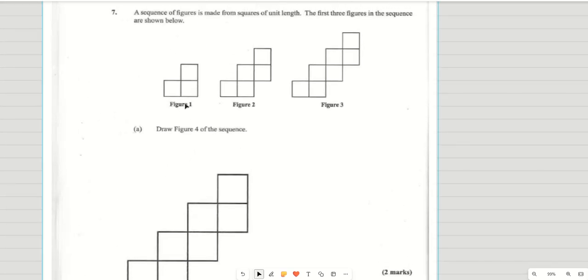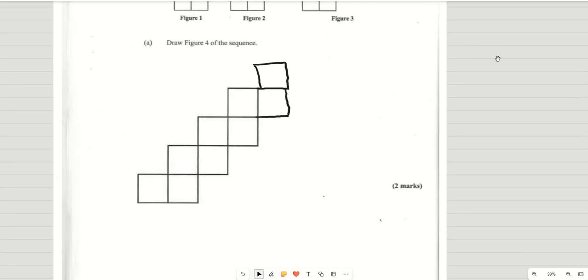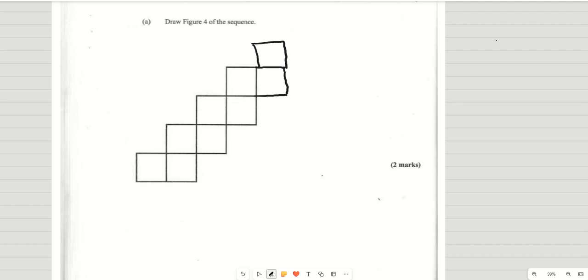If we look at figure 1, we can see that they're adding 2 up here, right? So basically what they're doing is, for figure 4, just imagine that this is a square, guys. Looks like a square, right? They're just adding 2 like this, because they're just adding 2 above. So this is how figure 4 would look. It would be the third figure plus 2 of these blocks going up.